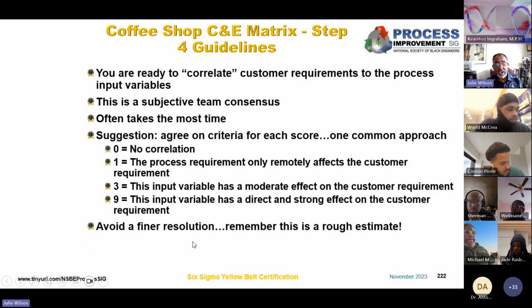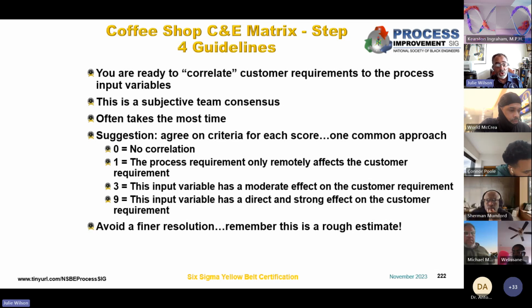As I said earlier, this is a rough estimate. You want to avoid a final resolution. So if the team gets stuck and can't agree on whether it's a 3 or a 9, force them to agree on one or the other. Some people do this with a 1, 3, 6, 9 score. I like to use the 0 because there can be factors that really have no relationship to the output, but they may have an impact on one of the other outputs. So in this case, we're going to use 0, 1, 3, 9 as our scoring system.